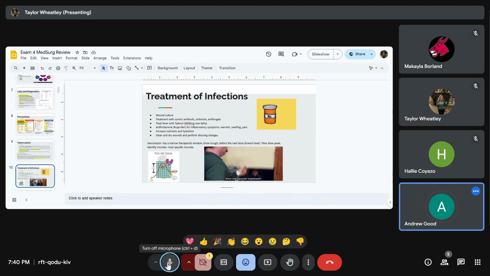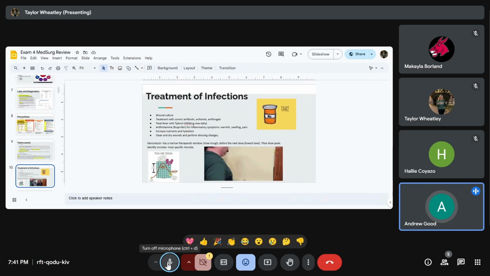Antihistamines. Ibuprofen is not an antihistamine. What am I doing? Ibuprofen is an NSAID. Antihistamines can treat inflammatory symptoms. I mean, I guess NSAIDs can do the same thing, but kind of treat warm swelling and pain there. And then increase nutrients and hydration for anybody. They'll probably have decreased hydration and decreased nutrients, but we want to be increasing that for them. And then cleaning, dressing changes.